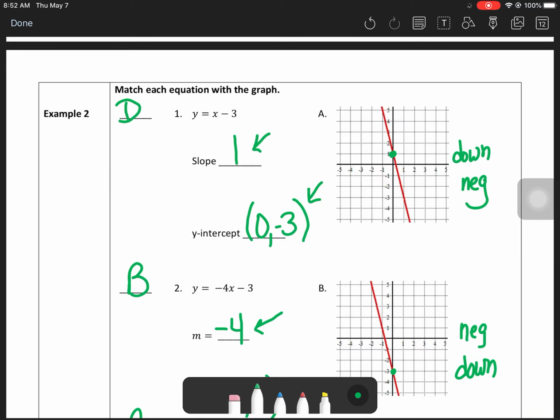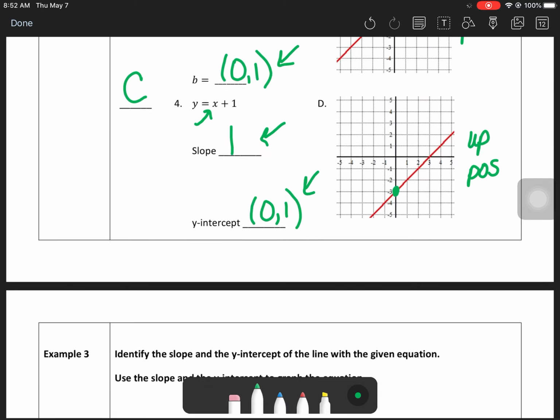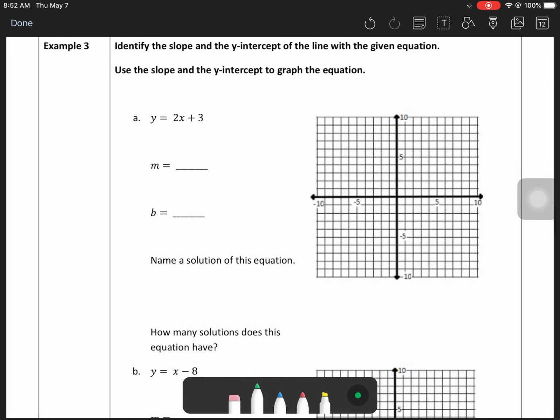All right, so let's put all this together and see what we can do. First of all, we're going to identify the slope. Now remember, the slope is the number in front of the x, so that's 2. But remember, anytime you write a whole number, the denominator is 1. So we're going to put that whole thing in there because our slope is rise over run. How far are we going up? How far are we going across?